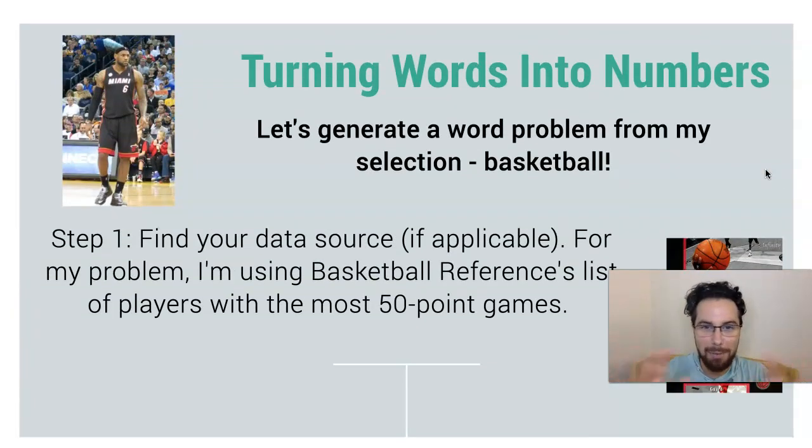Getting into my example now, turning words into numbers. So for me, I chose basketball, and specifically, I looked at a couple players who will be in the Hall of Fame one day who were once teammates, LeBron James and Dwayne Wade. And I wanted to figure out how many 50-point games each of them had. So in the data set, I'm able to already see the 50-point games, but I'm writing these problems up for someone who hasn't already seen that. So let's move on to the next slide here.